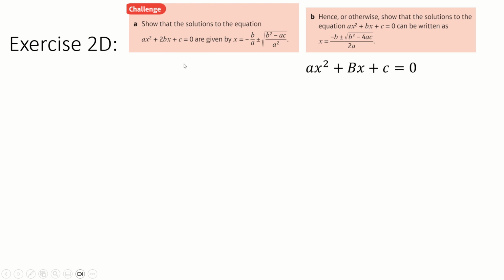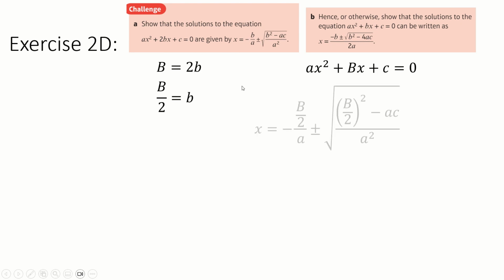And then just make the substitution 2b equals big B, because then I can just grab this solution that I've already got, rather than doing this from scratch. Just take the solution here, and every time I see a b, replace it with a big B over 2. So that's what I'll do. So I've done that here. B over 2 squared is B squared over 4.